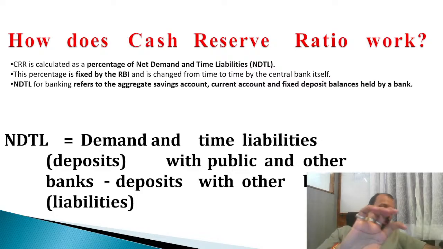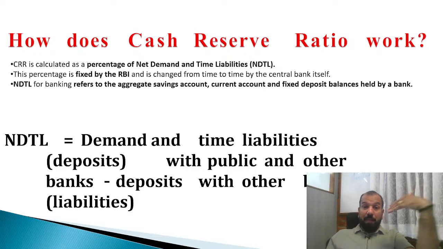So you just need to understand the concept of NDTL, net demand and time liabilities. Demand and time liabilities means commercial banks are maintaining the NDTL every 15 days. NDTL for banking refers to aggregate savings accounts, current accounts, and fixed deposits. If anybody invested 100 rupees in bank deposits just a year ago, their maturity is on the 11th of May. So if your maturity is on the 11th of May, that customer can come anytime.